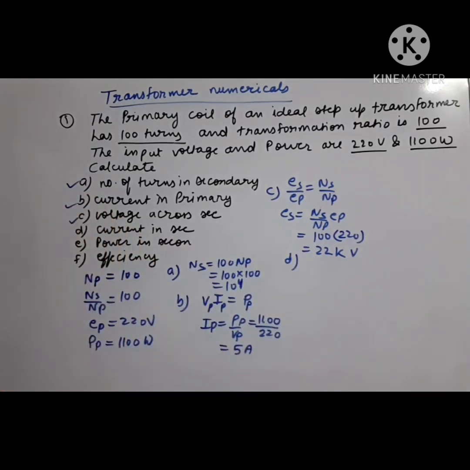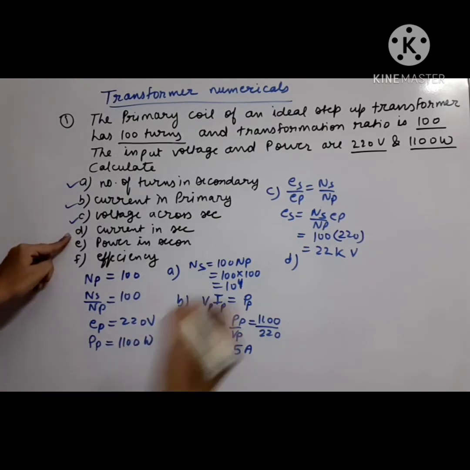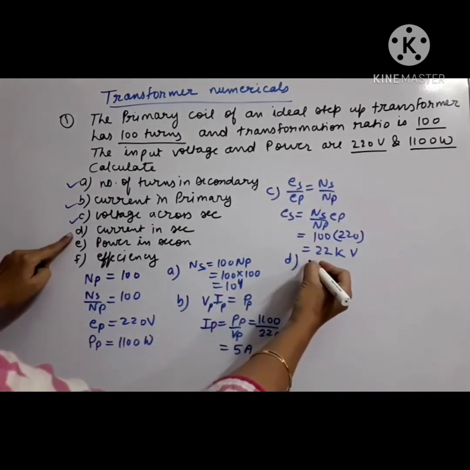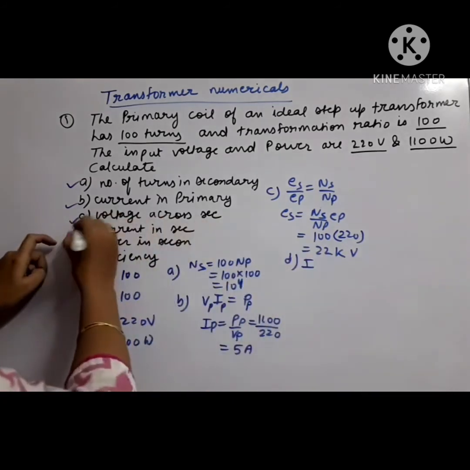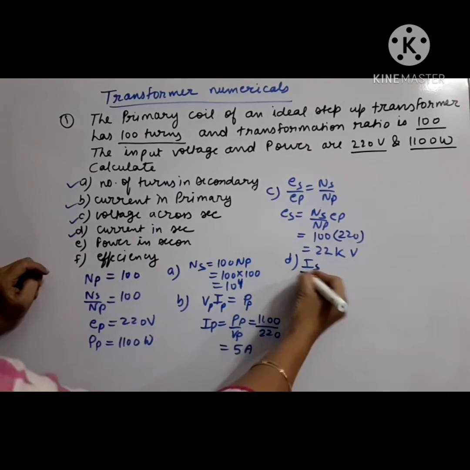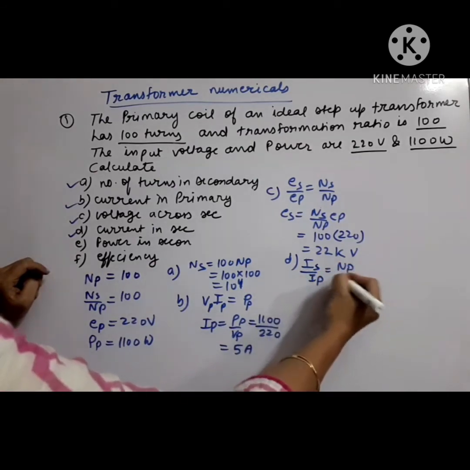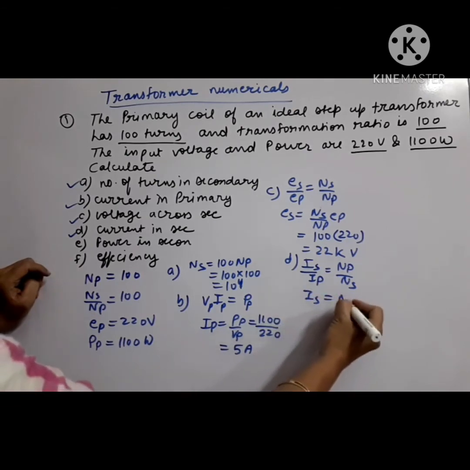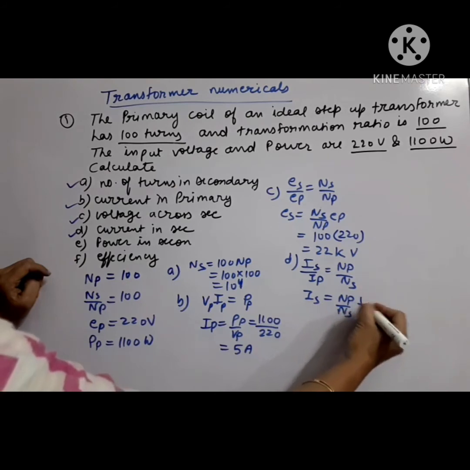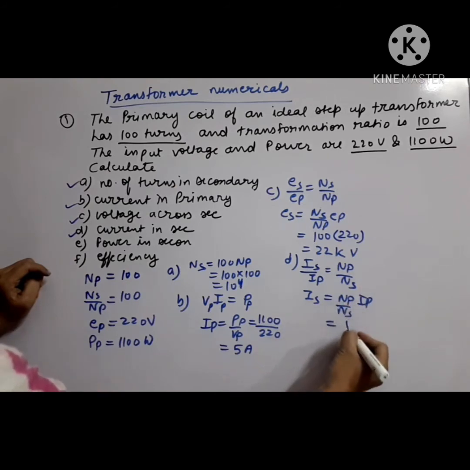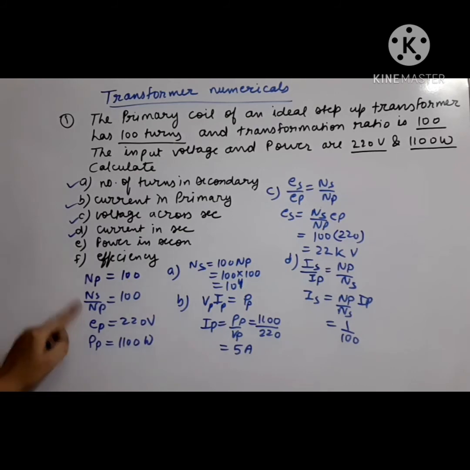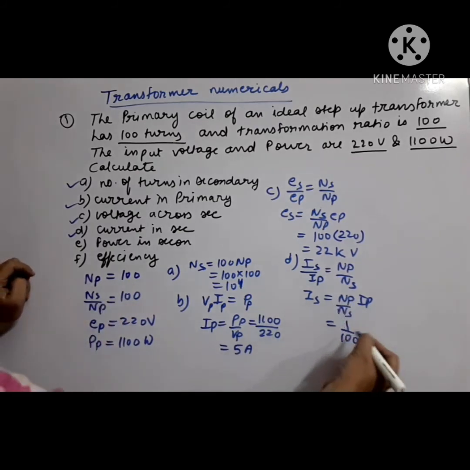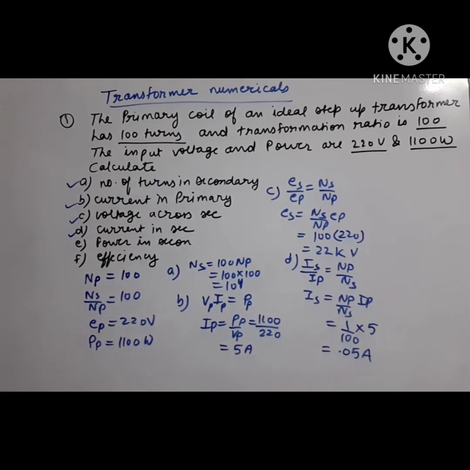D part is we have to solve current in the secondary. So IS is needed, the current in secondary. IS upon IP is the reverse, NP upon NS. This formula you should know. So IS will become NP upon NS into IP. Now NP upon NS we can write as 1 by 100 because NS upon NP is 100. The IP current we had already solved. So it will become 0.05 ampere current in secondary.